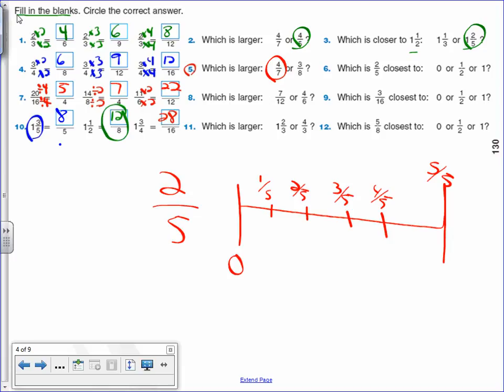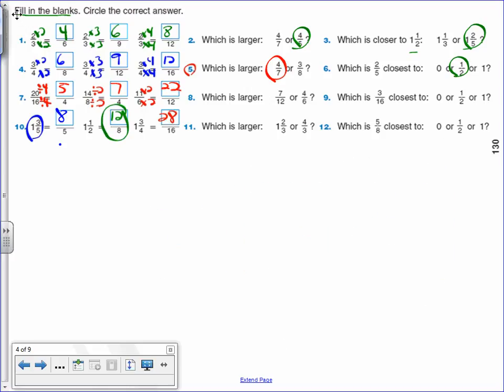Okay, we want to know which 2/5 is closest to. Well, half is right here. 0 is right here. 1 is here. Which one is this closest to? Easy. Half. You could also have done that mentally. What's half of 5? 2.5.